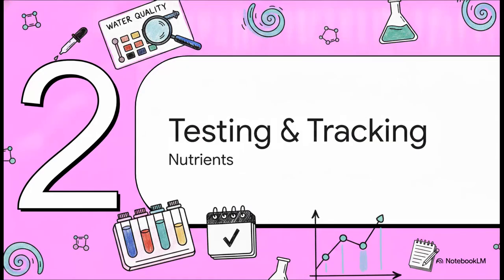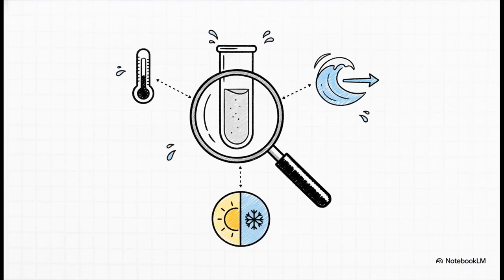Which brings us to Section 2, testing and tracking nutrients. Every good detective knows you simply cannot fight what you don't measure. But here's the catch. Raw data isn't enough. Context is everything. Just grabbing a water sample, tossing in a testing chemical, and getting a raw number, that's practically useless on its own. To actually solve this case, you must pair that chemical reading with environmental context.